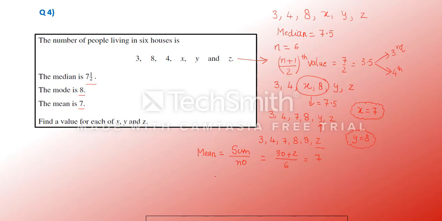So z will equal 6 into 7 minus 30, which is equal to 42 minus 30, which means z will equal 12. So there you are. We have the final answer for x, y and z, and that is what the question needed us to find out.